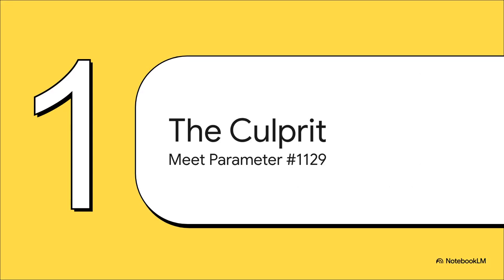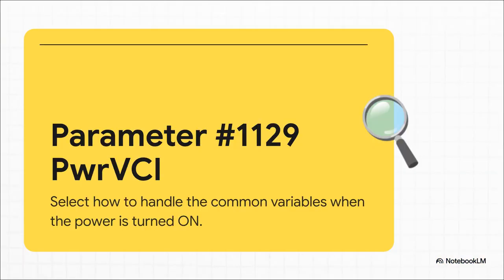So what in the world is causing this machine amnesia? Well, it all boils down to one little line of code. It's time to meet the culprit. Parameter number 1129. Okay, so what is this thing? Well, the manual calls it PwrVCI, which probably stands for something like Power On Variable Clear Initialization. But here's all you really need to know. Its job is to ask the machine one simple question every time it boots up. Hey, should I wipe all those common variables clean? And the machine's answer is either a 1 for yes or a 0 for no. It's just a simple on-off switch.